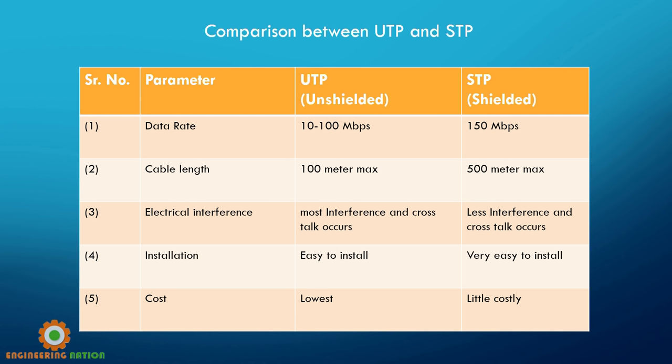Installation. In UTP, the installation is easy, whereas in STP, it is also easy to install. Both are easy, so that is also one of the comparisons. And the third is cost. The UTP is the lowest cost, whereas STP is a little costly. Why is it a little costly? Because it has a shield, a bulky and heavy structure, that's why it costs a little more than the UTP. But in STP, interference and crosstalk do not occur or occur less, but in UTP they occur the most. So these are the comparisons between UTP and STP.